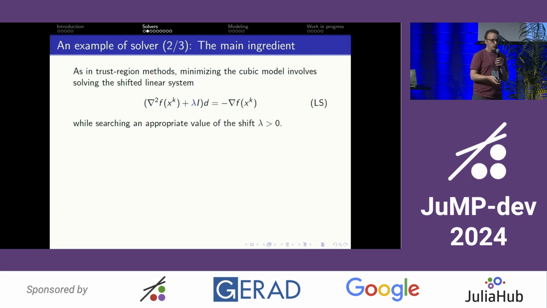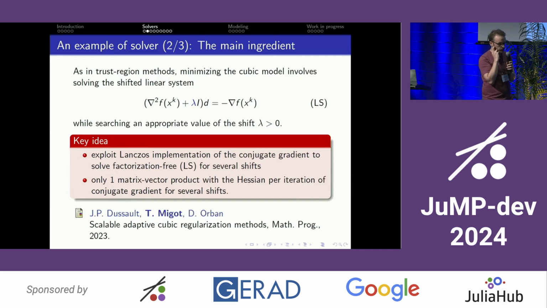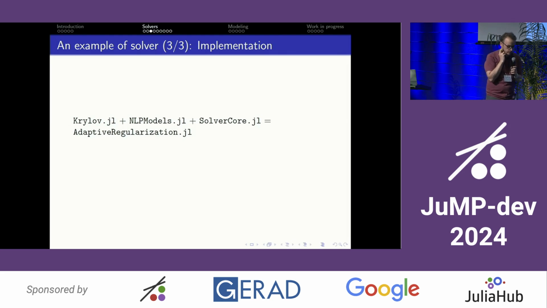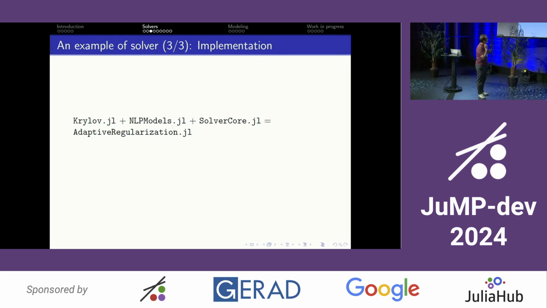Okay? And so one idea that we developed in this paper is to exploit Lanczos' implementation of the conjugate gradient to actually solve this linear system for several shifts simultaneously. So you don't have to resolve it. You will actually solve the linear system for a bunch of shifts that are predetermined, and then choose the appropriate one. And this is possible thanks to a refined implementation of the conjugate gradient that allows to do just one matrix vector product, and this for many shifts at the same time. Okay.